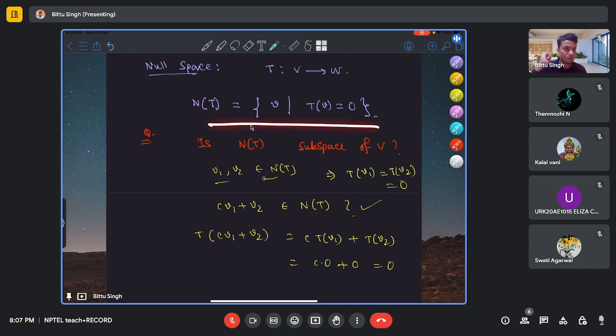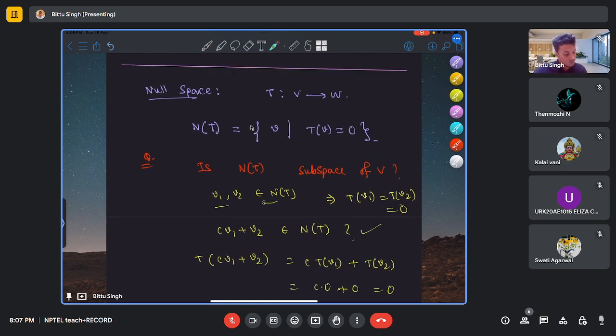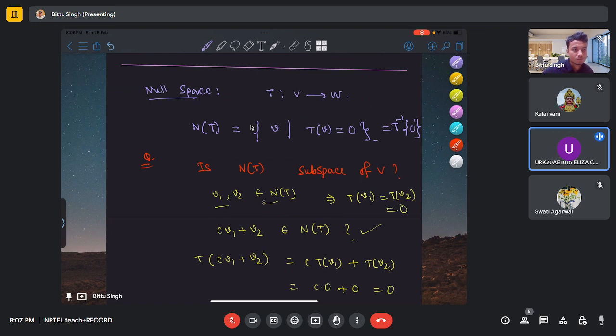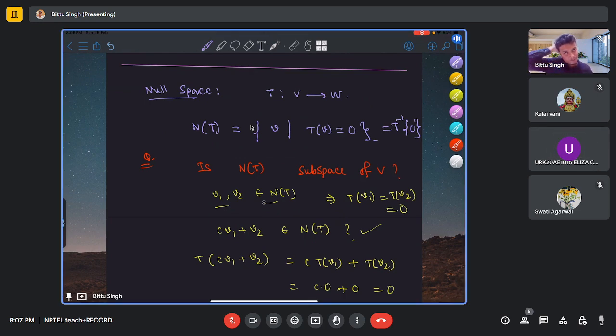Null space is defined in that way: take all the vectors which map to the 0 vector. So instead of defining it this way, you can say null space is actually the inverse image of the 0 vector. Is it like the inverse matrix? I'm saying the inverse image of 0 because T may not be a matrix. For a matrix it would be the inverse matrix, but I'm not saying T is a matrix, it is any linear transformation. Actually, we should not use that notation. As a function, this is the inverse function.